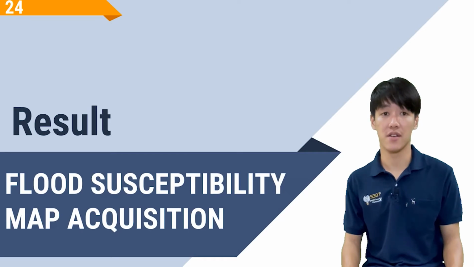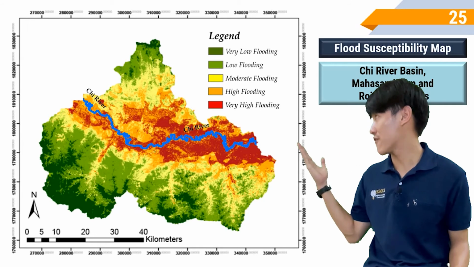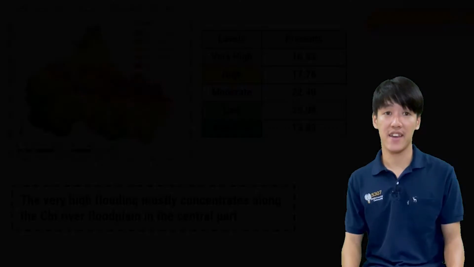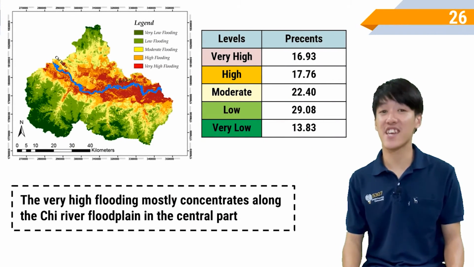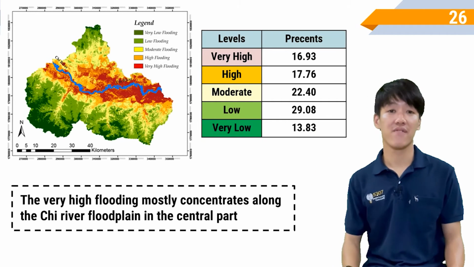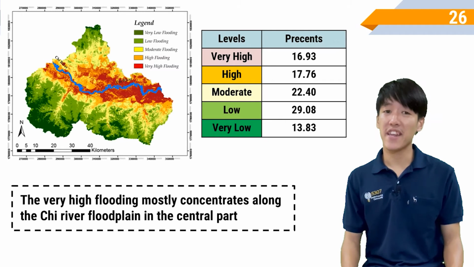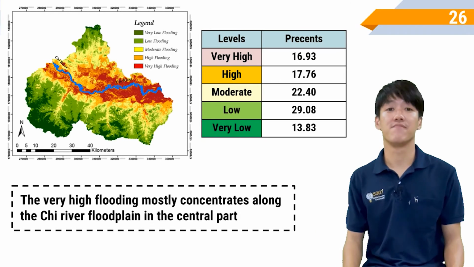Right, let's move on to the second section, which is an assessment of the flood susceptibility map of the CRB. The flood susceptibility map was categorized into 5 different levels using the natural breaks method, shown on this slide. As you can see, the very high flooding mostly concentrates along the Chi River floodplain in the central part, indicated in the red area on the map. In contrast, the dark green regions on the map represent very low flood susceptibility, spreading over the high elevation regions in the northern, southwestern, and southeastern parts of the study area.